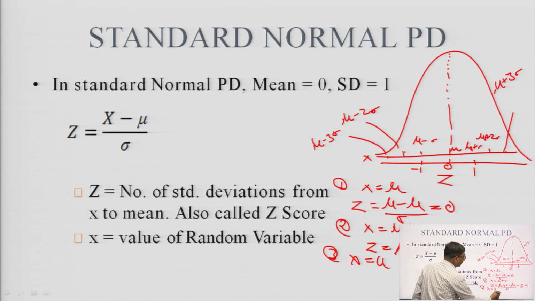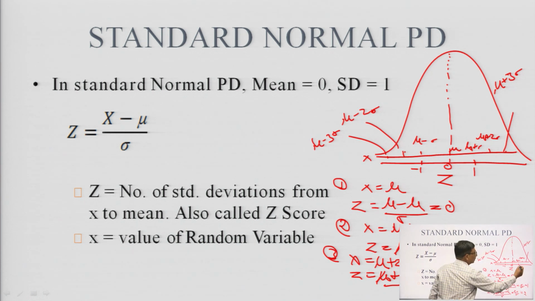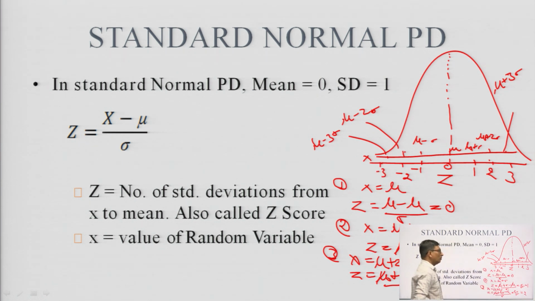For the third case, when x is mu plus 2 sigma and we put it in this formula, we get mu plus 2 sigma minus mu upon sigma, mu cancels out, and this is equal to 2 sigma upon sigma, which becomes 2. So this point is 2 and this is minus 2. Similarly, the next is z equal to 3 and this is minus 3. So we convert the x axis into the z axis to standardize the results.